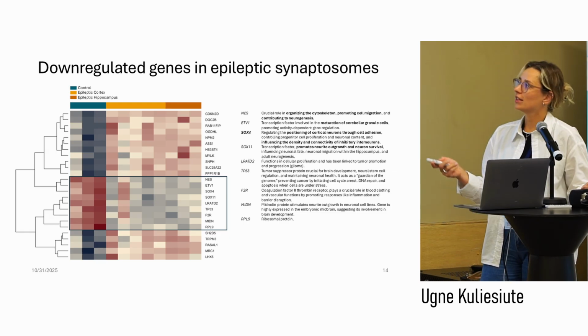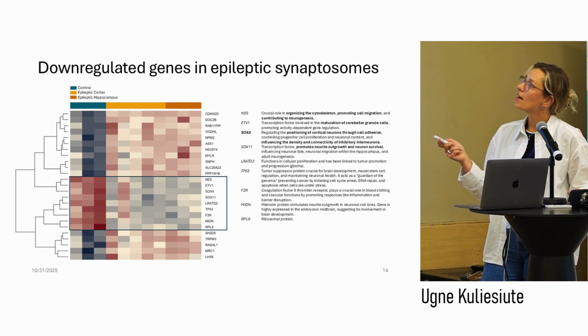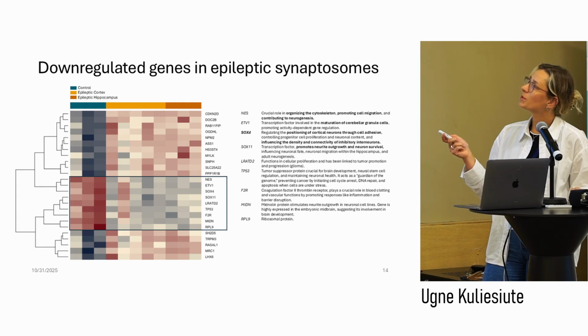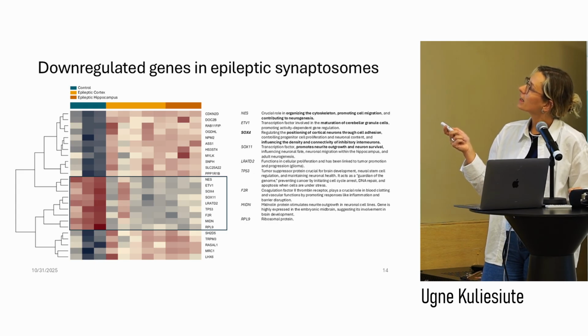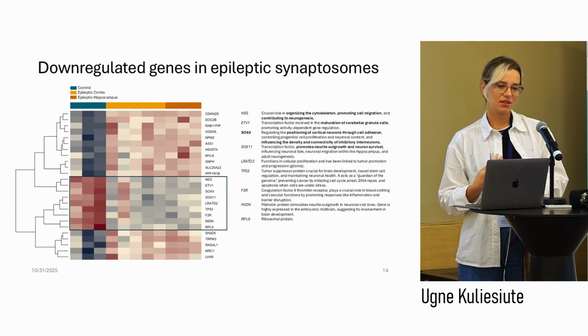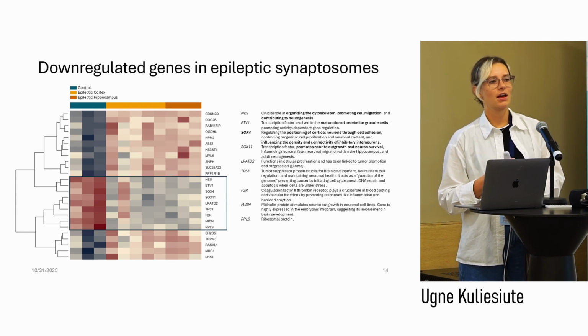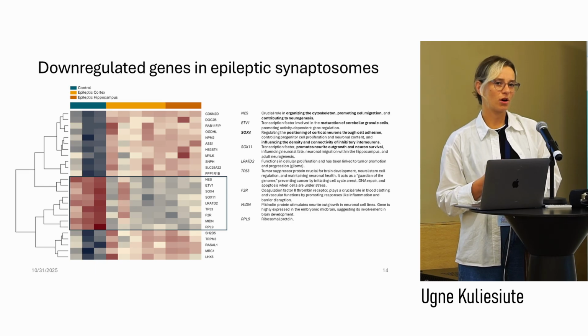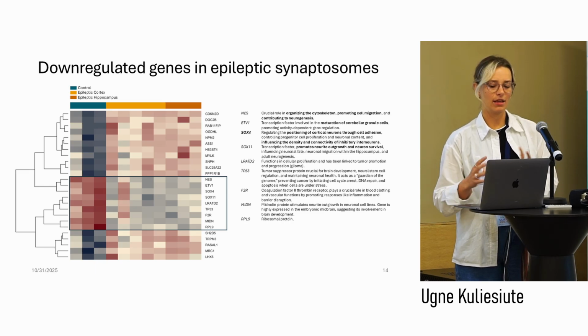Among those, let's start with the downregulated ones. There are interesting genes such as those promoting the organization of cytoskeleton and cell migration. The ones that are transcription factors regulating cortical neurons through cell adhesion, and some other factors with cerebellar maturation, basically suggesting that the cells migrate less and that the neuronal network probably is even less plastic than the control group of the samples.